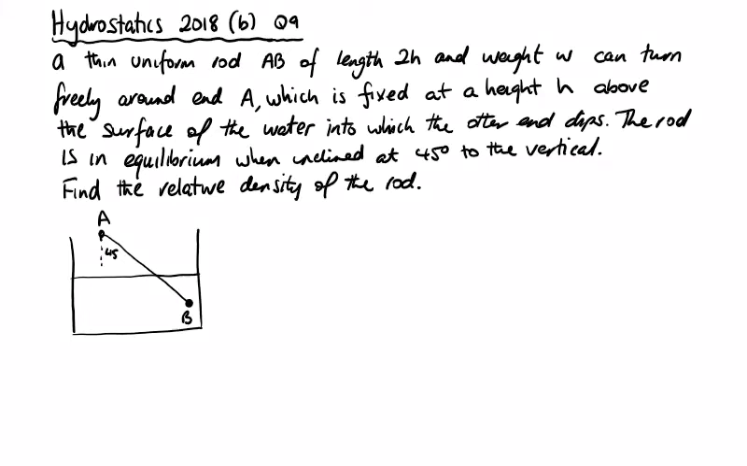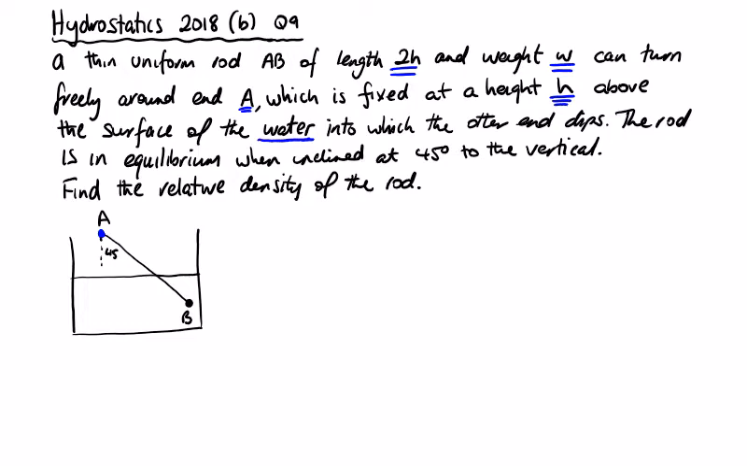Hydrostatics 2018, question 9, part B. A thin uniform rod AB of length 2h, just let's highlight some of the variables given to us, of length 2h and weight W, can turn freely around end A, which is fixed at a height h above the water into which the other end dips.